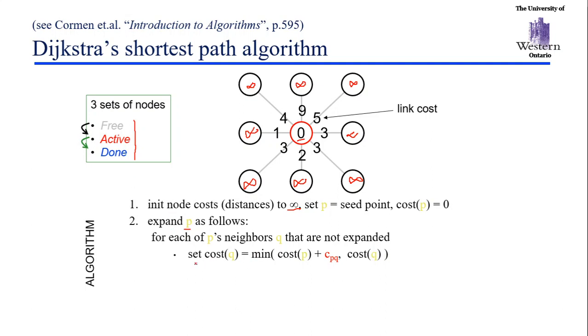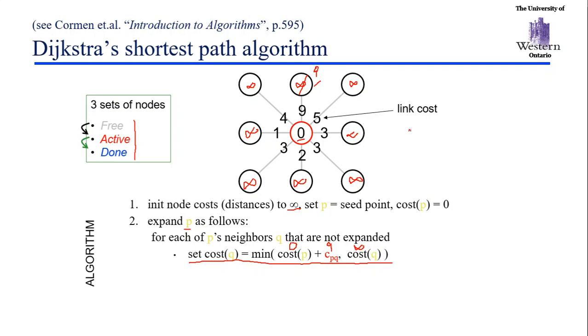Set the cost of q, this is the important formula, set the cost of q as the minimum of cost of p plus cpq, that's the link cost, over cost of q. Okay, now let's consider this one. So what is cost of q? That's infinity. What is cost of p? 0. What is cpq? 9. So you can see now this infinity gets replaced by 9. You can clearly see that.